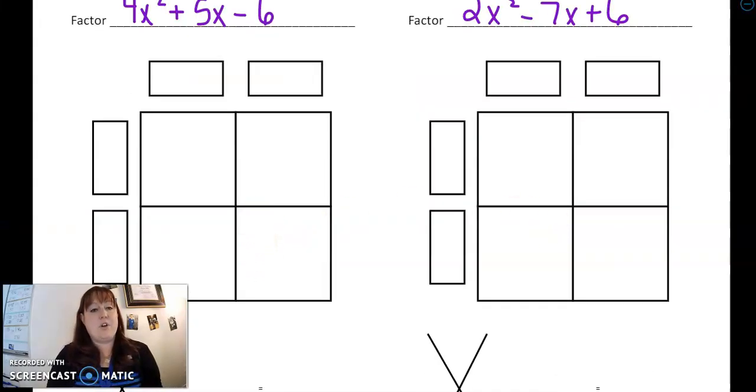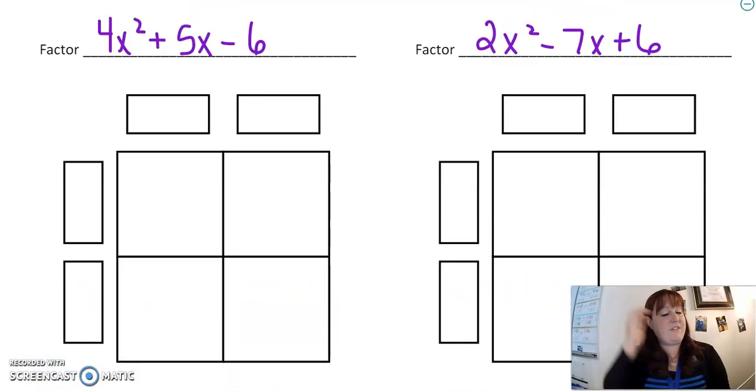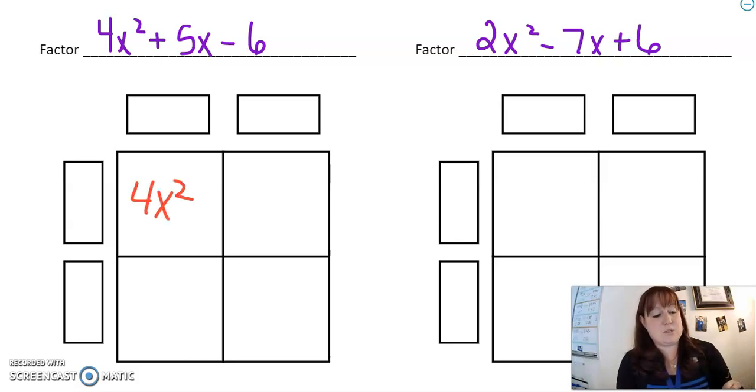Here I have 4x squared plus 5x minus 6. Okay, so we know when I multiply the first two terms together, I'm going to get 4x squared. And when I multiply the last two terms together, I get negative 6. I just have to figure out what two terms I add together to get positive 5.